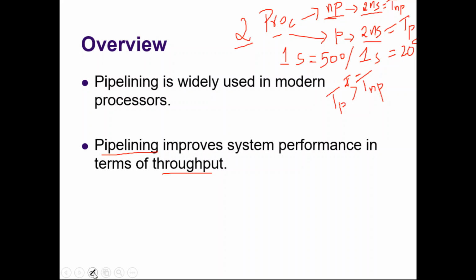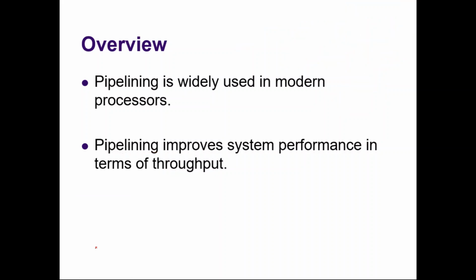Now this is the crux of this topic. Slowly we'll be understanding how this is achieved. Right now you may be wondering how it can happen, because we are not reducing the execution time of a single instruction, but when you see the throughput, the number of instructions getting executed is higher. So how does pipelining achieve that? That is the focus of this topic.